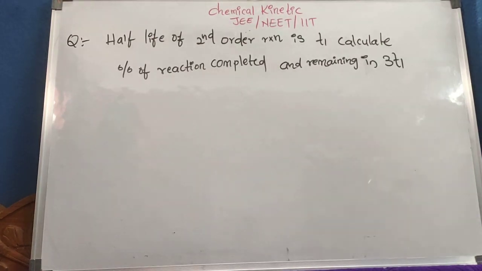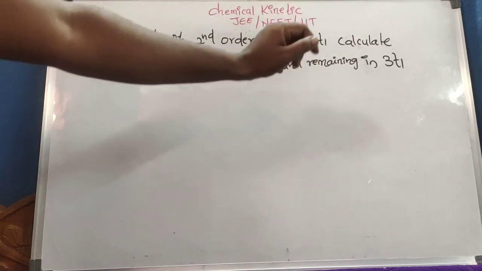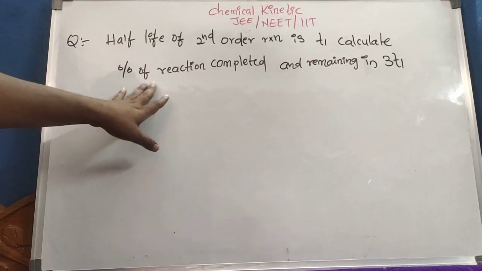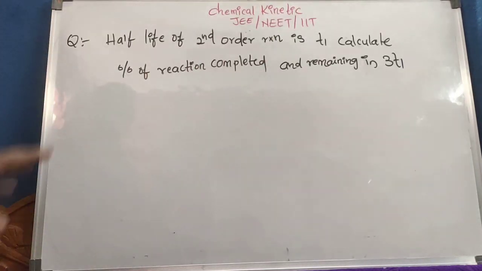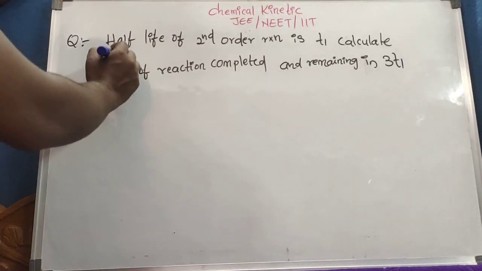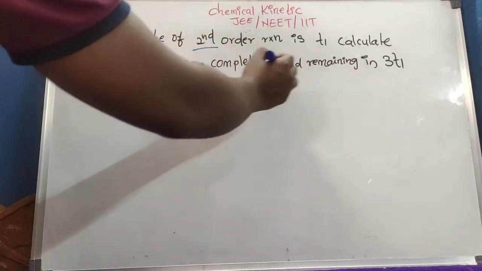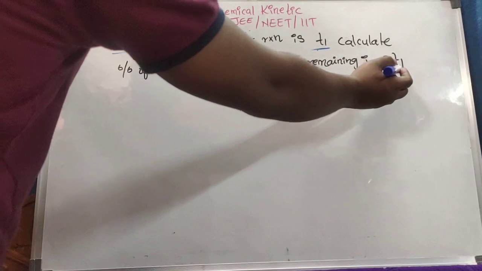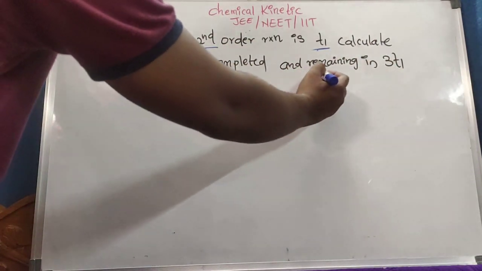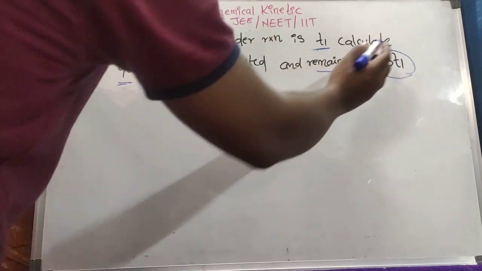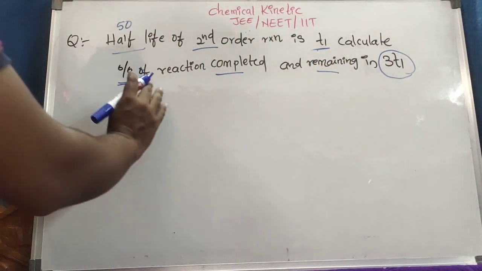Next question: the half-life of a second order reaction is T1. Calculate the percentage of reaction completed and remaining in 3T1. That is very important. Half-life means 50% in a second order reaction, and the time is T1. Calculate the percentage of reaction completed and remaining at time 3T1.